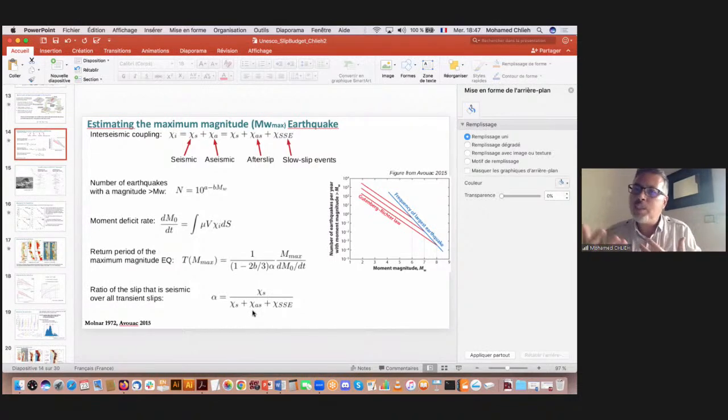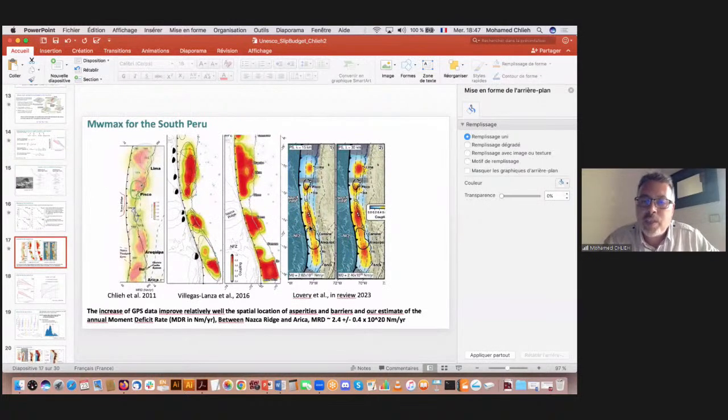The fraction between seismic and not seismic, but the fraction of the slip that is seismic over all the transient. Transient is seismic and is also aseismic. So this is the alpha parameter, and the moment deficit rate that you compute from any interseismic map. This is the integral over a specific surface.